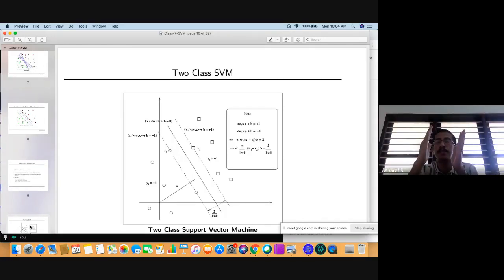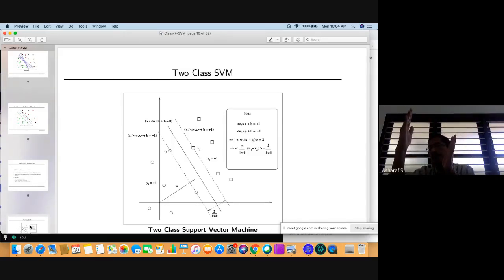W transpose X plus B is equal to +1 is one hyperplane marking the boundary of the square points. W transpose X plus B is equal to -1 marks the boundary of the circle points. I can find the distance between these two parallel hyperplanes, W transpose X plus B is equal to +1 and W transpose X plus B is equal to -1. You can easily see that it's 2 by norm W. That is the distance between two parallel hyperplanes.